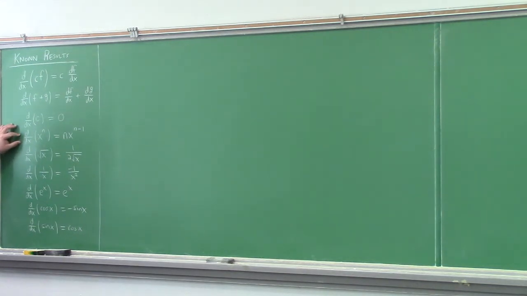Specific instances of that, it's good to have memorized, would be, for example, derivative of the square root. It's 1 over twice the square root function. Derivative of the reciprocal function is minus 1 over the square of x. Derivative of e to the x is e to the x. Derivative of cosine is minus sine. Derivative of sine is cosine. All of these results we had to derive from a limiting process, right?